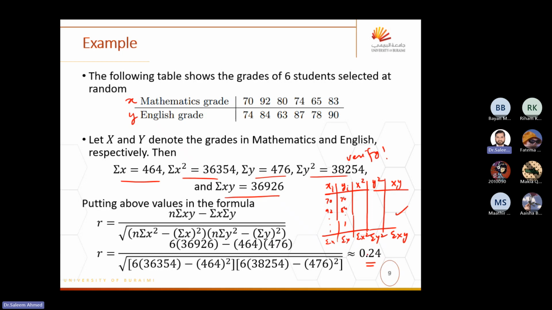So R is not close to 5. R is not even close to 1. So we can say that yes, there is some linear relationship here, right? Because it's not very close to 0. 0.24 is not a big value for R, but still we can say that yes, there is some kind of relationship between mathematics and English grades. Got it?